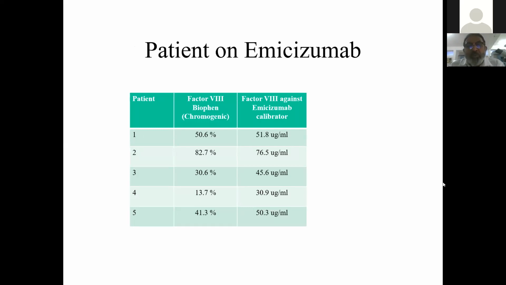So you can see that there is a good comparison between the chromogenic assay, which is human-related, compared to the factor assay, which is a modified one-stage assay with emicizumab calibrator. The emicizumab calibrator is not very expensive. So if you use this calibrator and do the modified one-stage assay, you need not buy the chromogenic assay. If you're forced to buy a chromogenic assay, you have this alternative: the modified one-stage assay using the emicizumab calibrator.